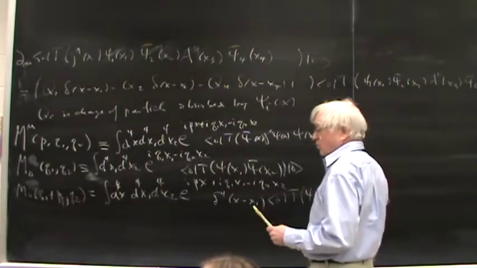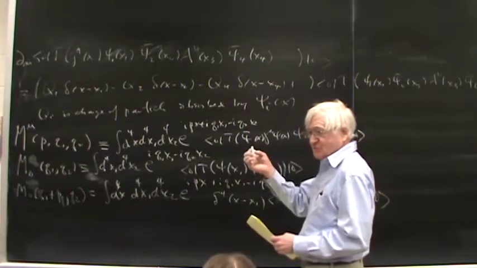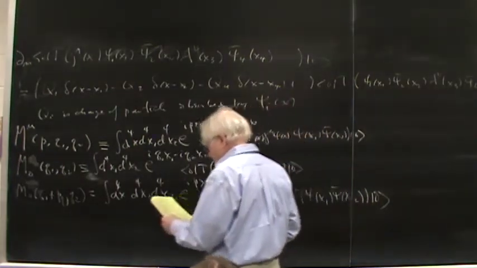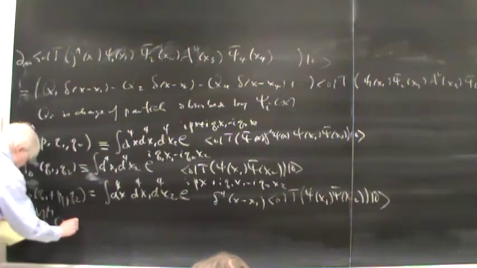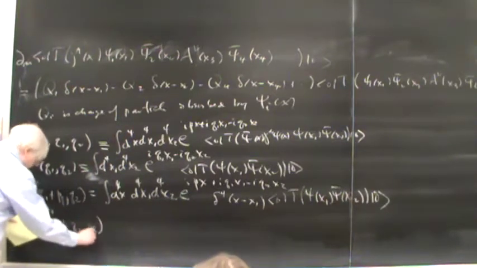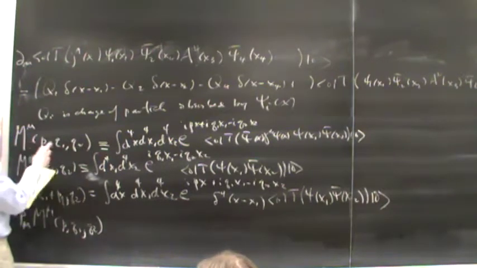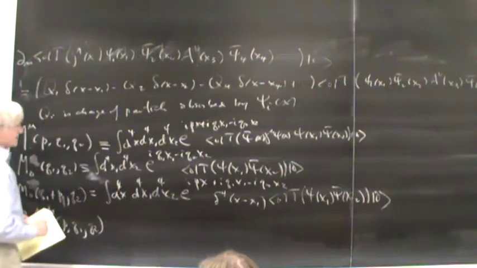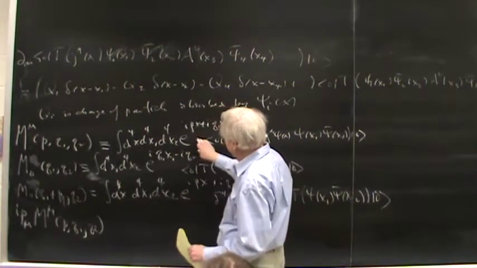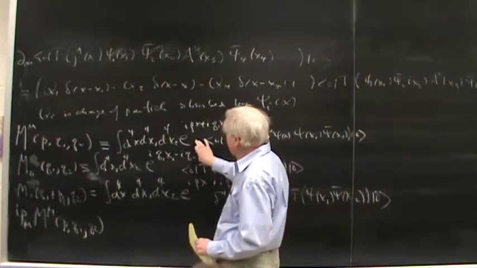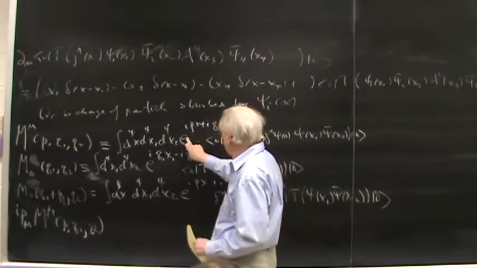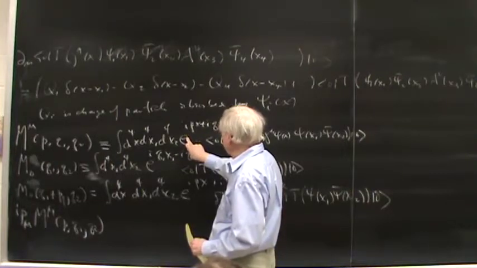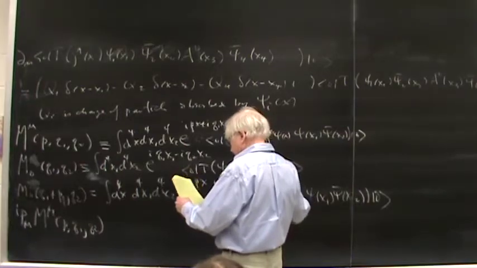We are getting very short of board space. Also short of chalk. All right, because we have very little board space, I'll try to write here. i p mu M mu of p, q1 and q2. So that's p on that. So we have an i p mu here. That's the same thing as taking a derivative with respect to x mu here. And then we can integrate by parts, and that gives us minus a d mu on this thing.